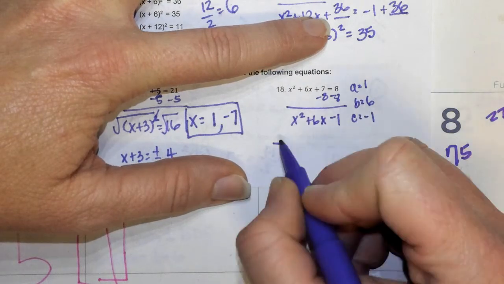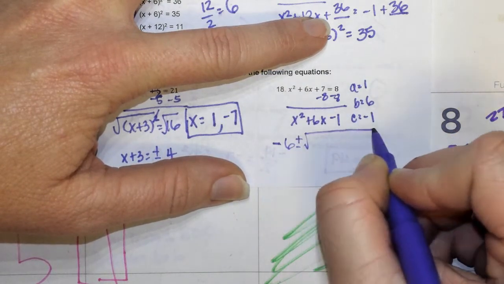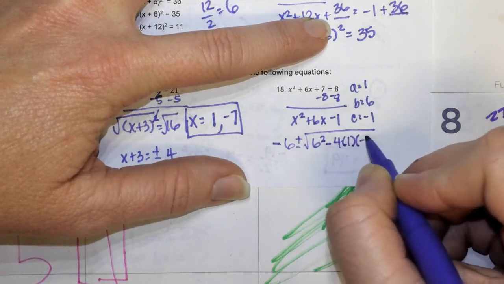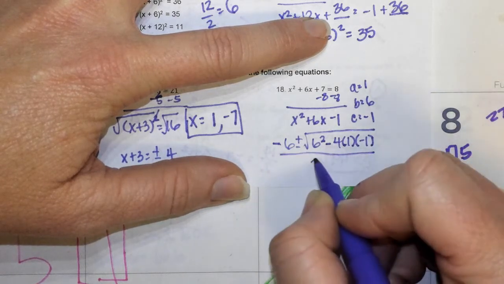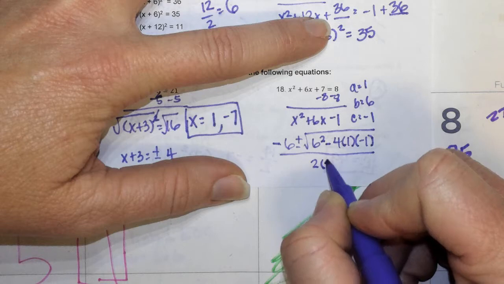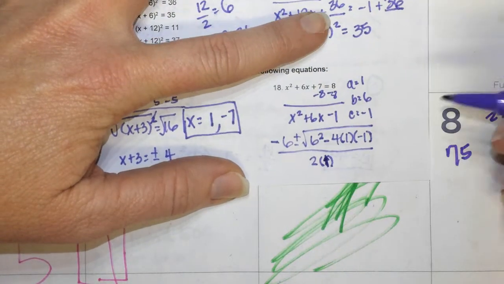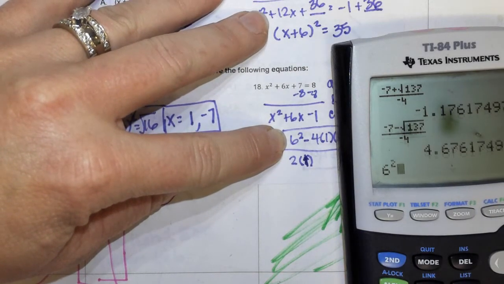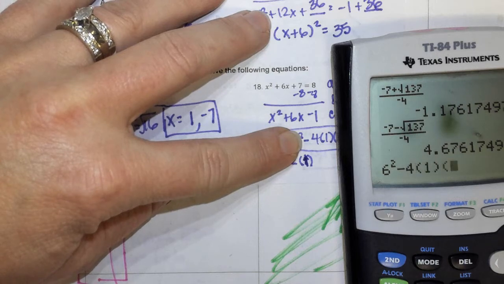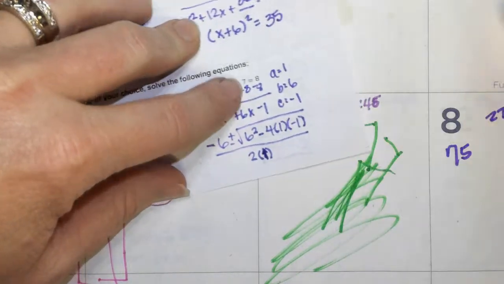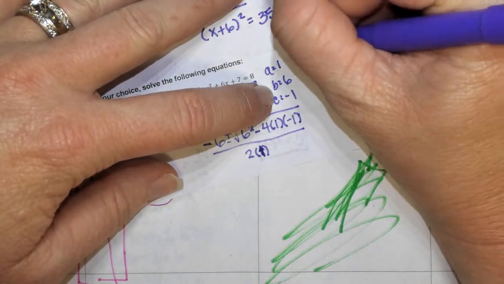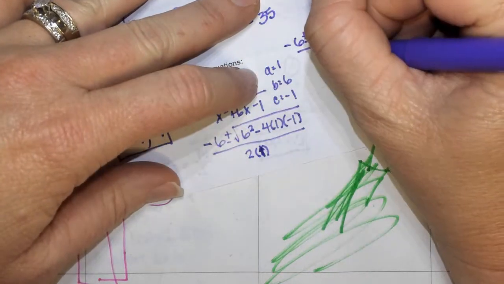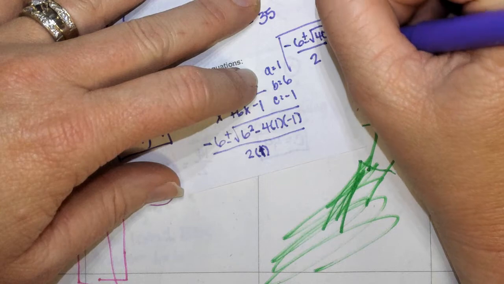So I would have negative and then my b value plus or minus the square root of b squared minus 4 times my a value times my c value, all divided by 2 times my a value, which is just 1. It's not negative. Okay, so now I am going to see what this simplifies to. So I have 6 squared minus 4 times 1 times -1. That gives me 40. So then I have -6 plus or minus the square root of 40 divided by, and 2 times 1 is 2. And I'm just going to leave it just like that.